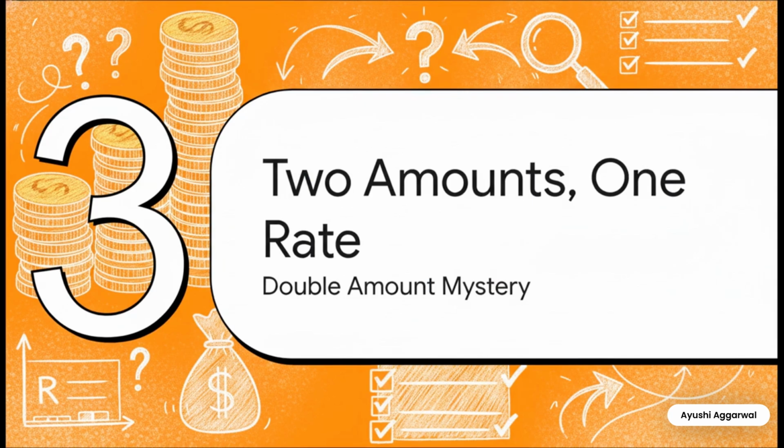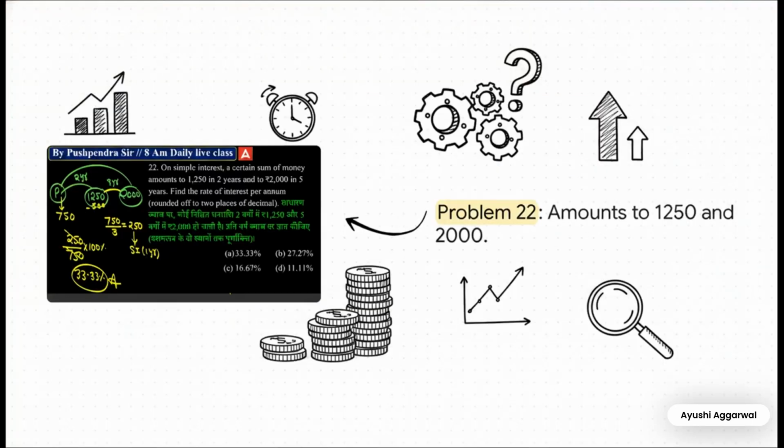All right, moving into section 3, 2 amounts, 1 rate. Let's solve the double amount mystery. So this is a classic question pattern where a starting principal grows to 2 completely different totals over 2 different time periods, and then they ask you for the rate or the principal. Let's look at problem 22. A certain sum of money amounts to $1,250 in 2 years and to $2,000 in 5 years.